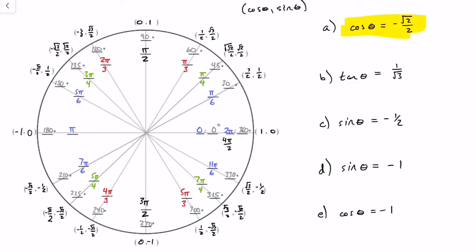So cos theta equals negative root 2 over 2. Well, cos is the x value. So I just go around and find where the x coordinates are negative root 2 over 2. And it's at 3 pi over 4 and 5 pi over 4. So those are the two solutions.